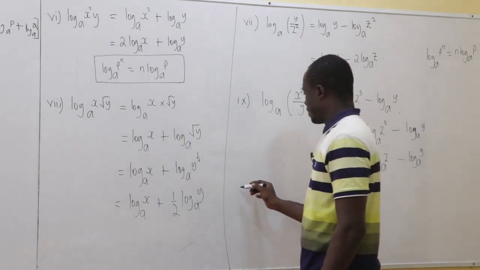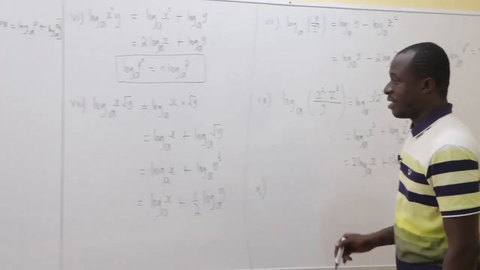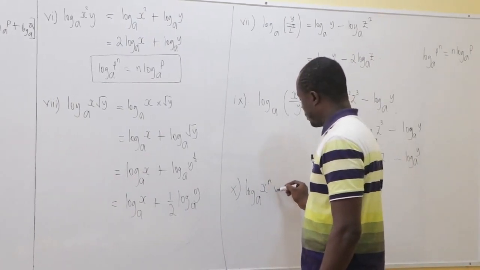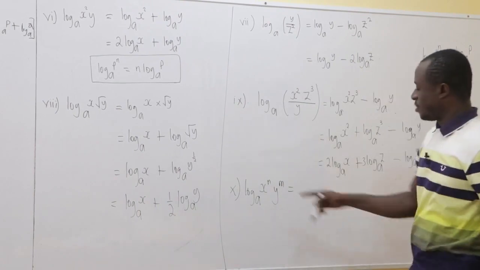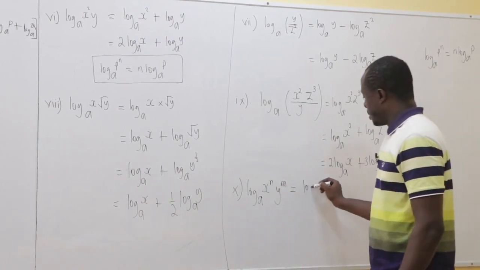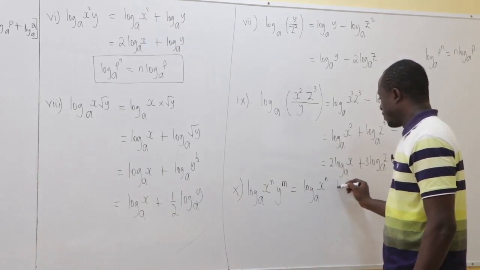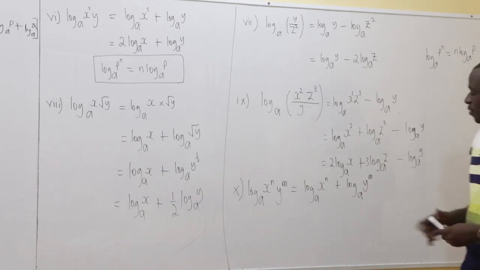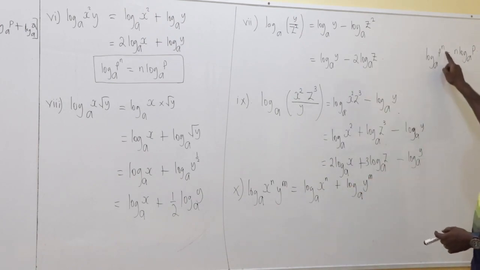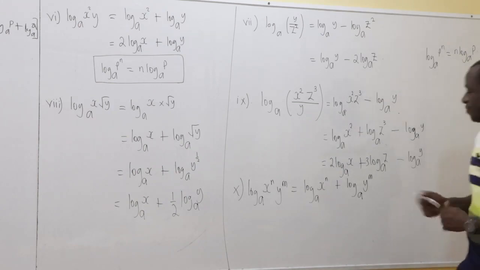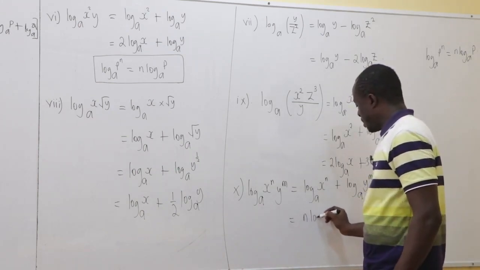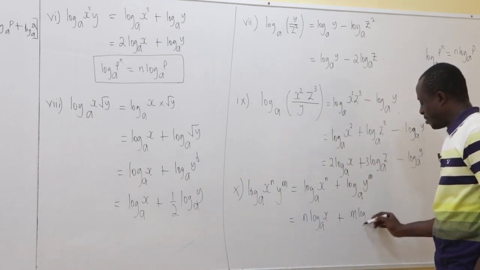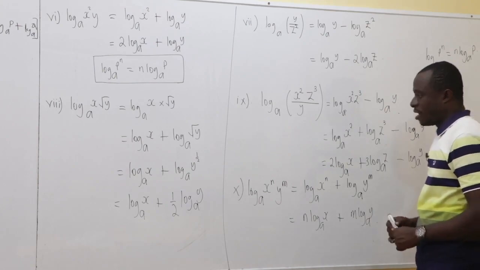Okay, let's see the last one, the 10th one. This is the same as log a x to the power n y to the power m. So x is multiplying y. So this is the same as log a x to the power n plus log a y to the power m. We know that log a p to the power n is the same as n log a p, hence this is just equal to n log a x, that's the third law, plus m log a y.